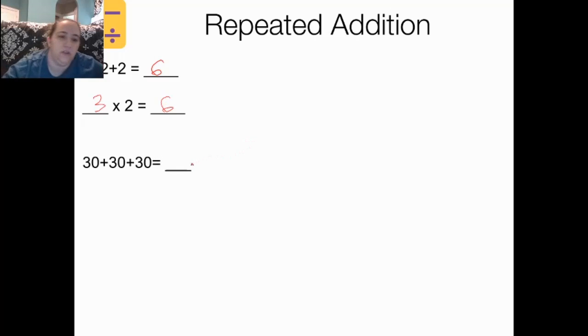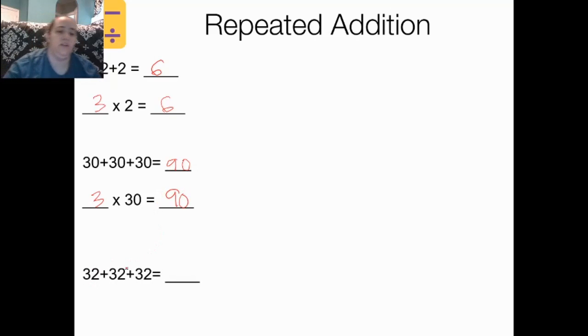Now we have 30 plus 30 plus 30. Well, that will give us 0, 0, 0, gives us a 0. 3 plus 3 plus 3 equals 9. So, if we were to rewrite this using multiplication, how many times do we have 30? 3 times. 1, 2, 3. So 3 times 30 equals 90.